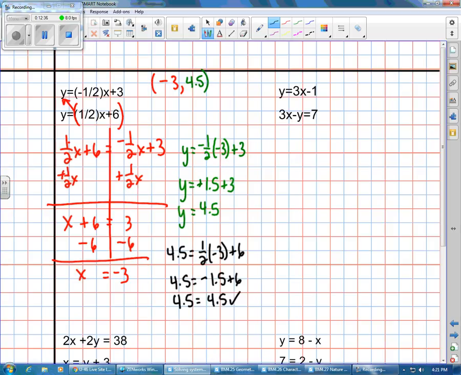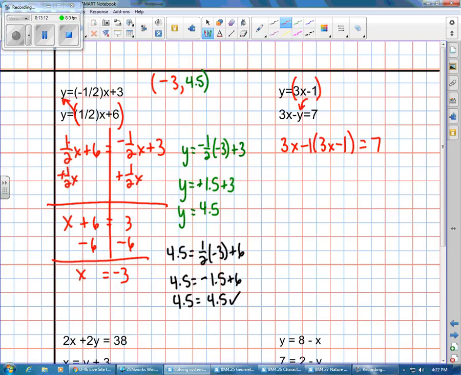Okay, the next equation, do the one to the right here. I've got y equals negative 3x plus 1, and then I have 3x minus y equals 7. So being that the top equation has my variable isolated already on the left side, I'm just going to take that value and substitute it in for the y right there. So I'll have 3x minus the quantity 3x minus 1 equals 7.